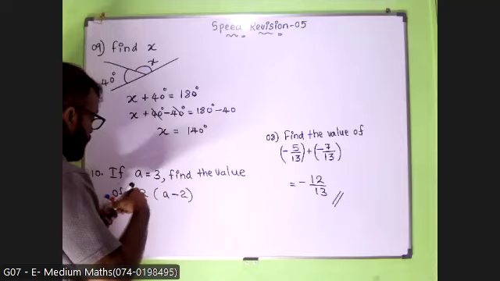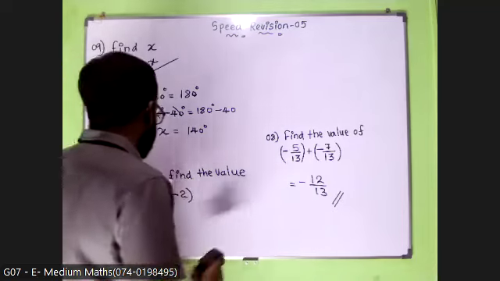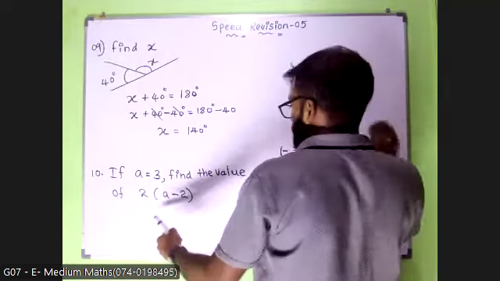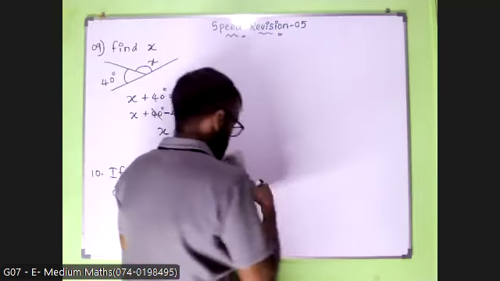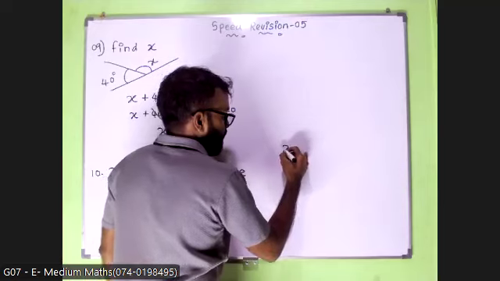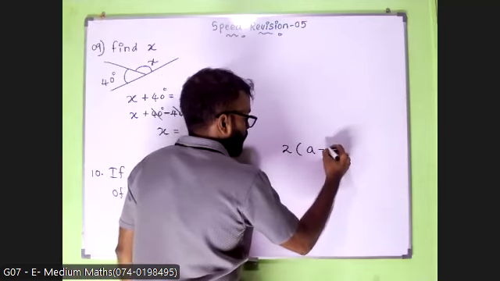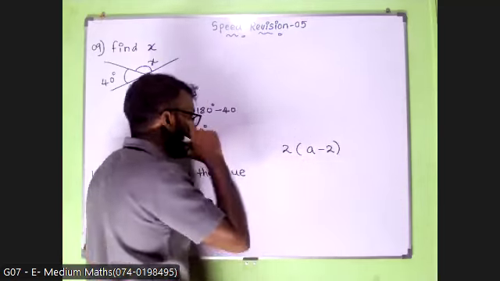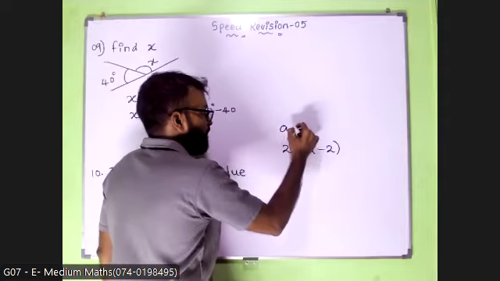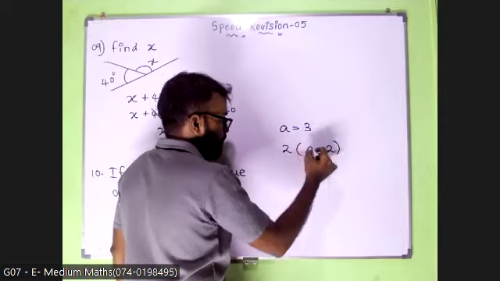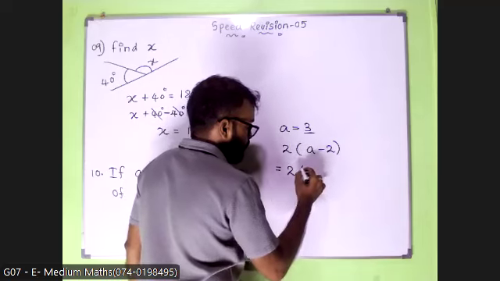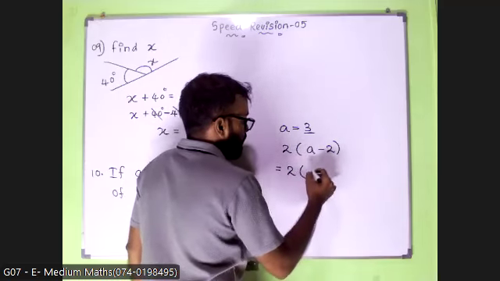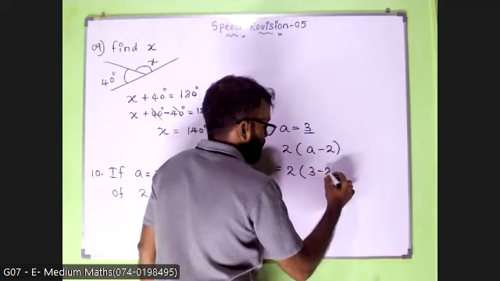So, if a equals 3, find the value of 2 times a minus 2. So you have to substitute a. You have to find the value of this one when a equals 3. I am going to substitute 3 instead of a. Equal mark 2 times, a means 3, 3 minus 2.